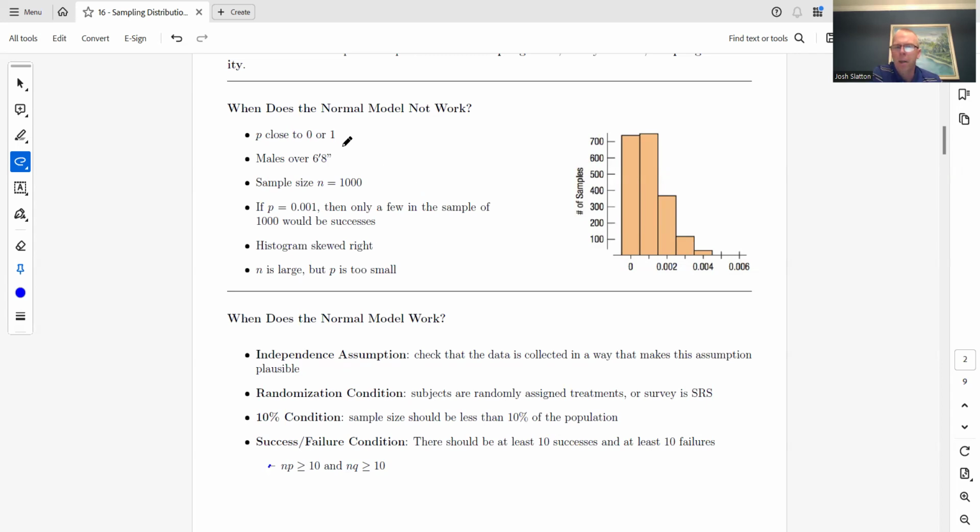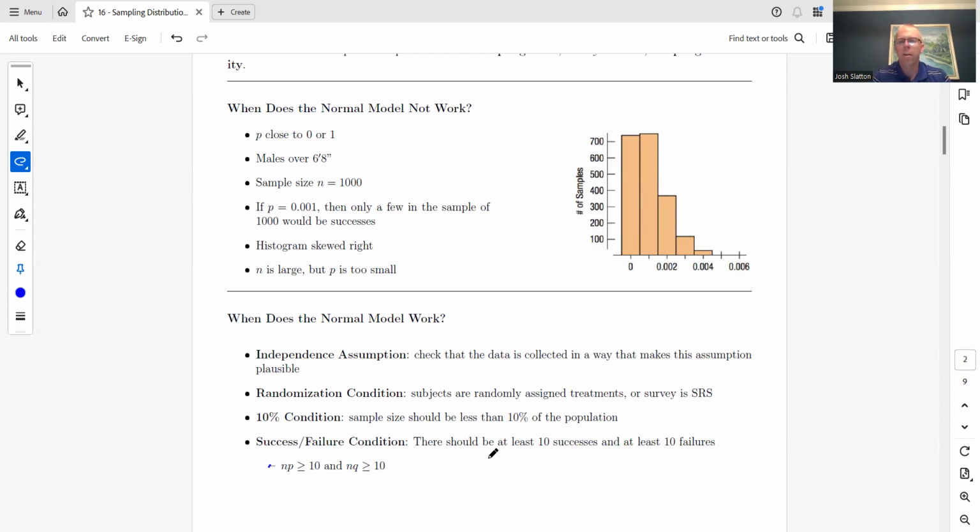And relating this back up here, if the sample size is 1,000 and p is only 0.001, then your expected number of successes is only going to be 1, and you need it to be at least 10. So that's how that relates back to why this doesn't work.